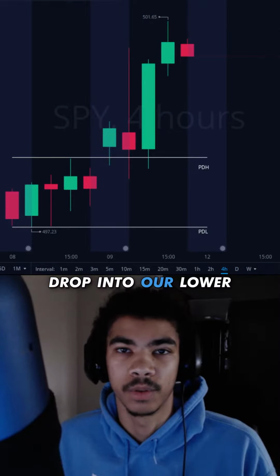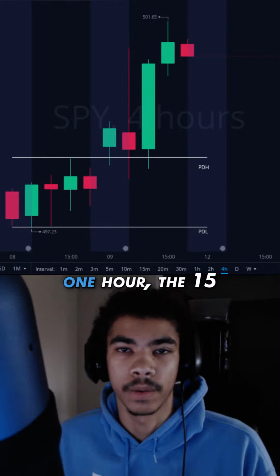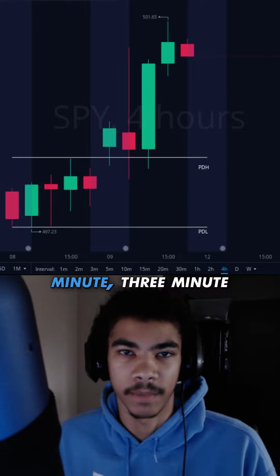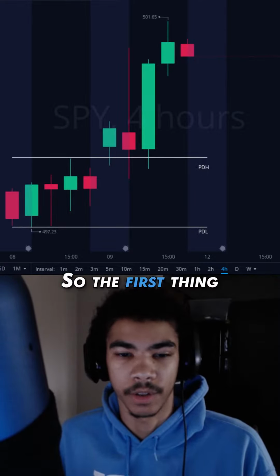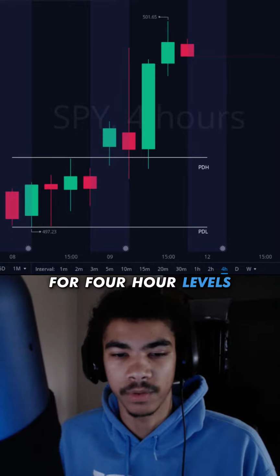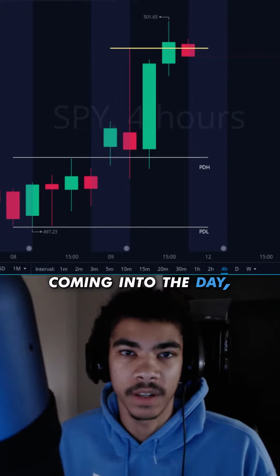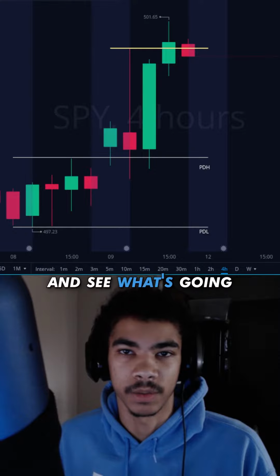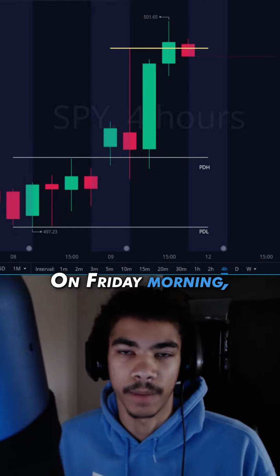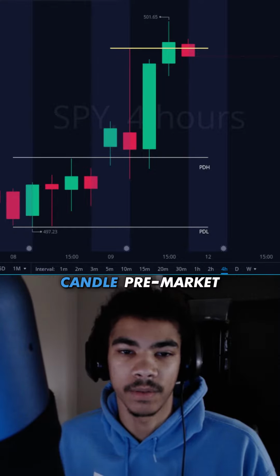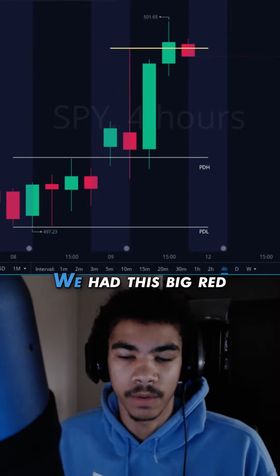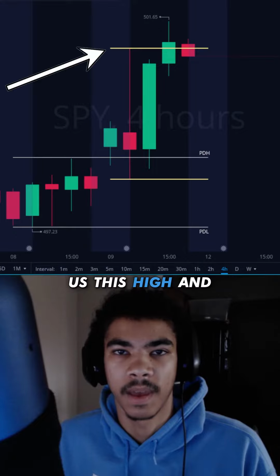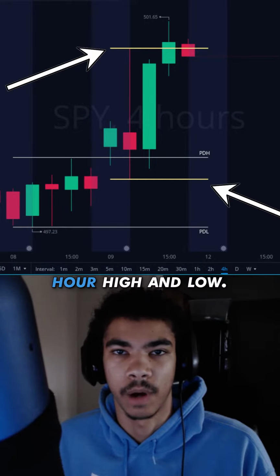We're then going to drop into our lower time frames, such as the 4 hour, the 1 hour, the 15 minute, the 5 minute, the 3 minute, and the 1 minute to begin constructing our trade. So the first thing we do is we look for 4 hour levels, high and low. Coming into the day, we usually open pre-market and see what's going on pre-market. On Friday morning, we saw this big red candle during the pre-market session, highlighted right here in this lighter blue color. We had this big red candle that gave us this high and this low, and that's going to be our 4 hour high and low.